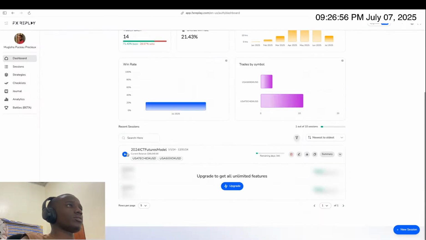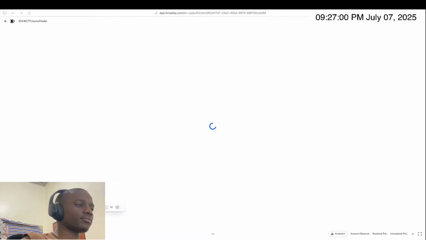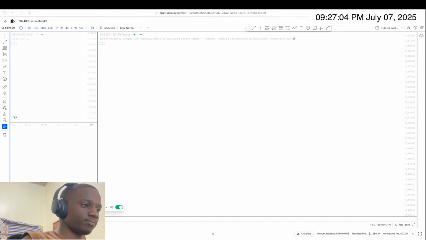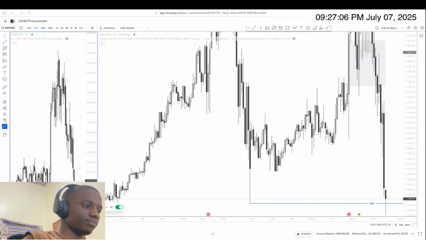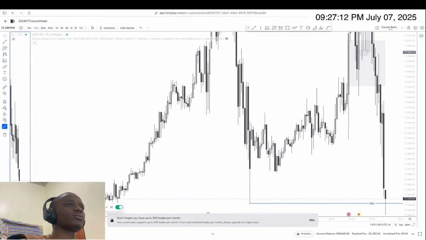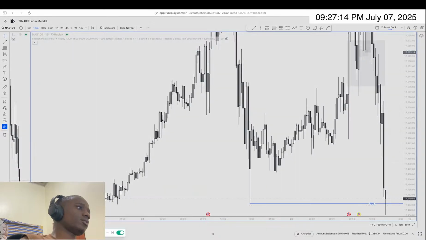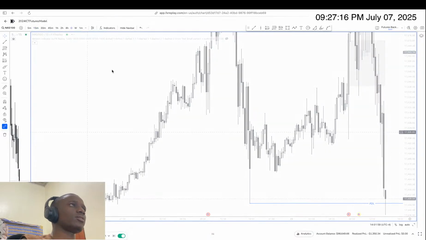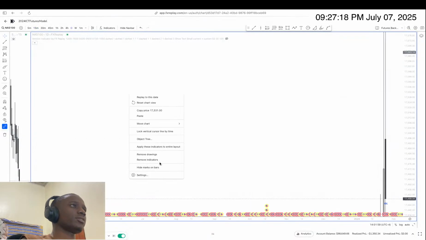So we'll go to this 2024 ICD futures model. Let me add some music. Alright, so I'd like to start by analyzing NQ on the daily. Let me remove any drawings.